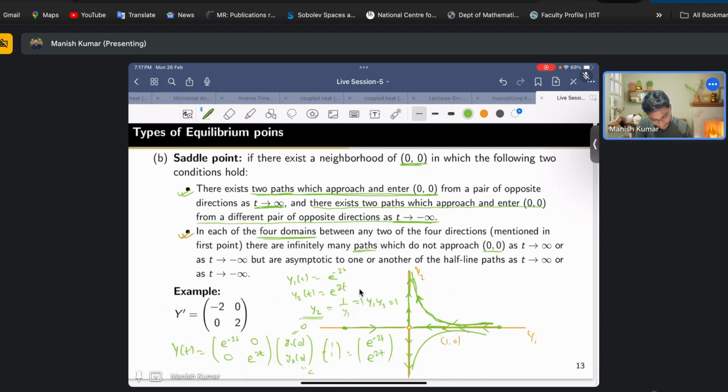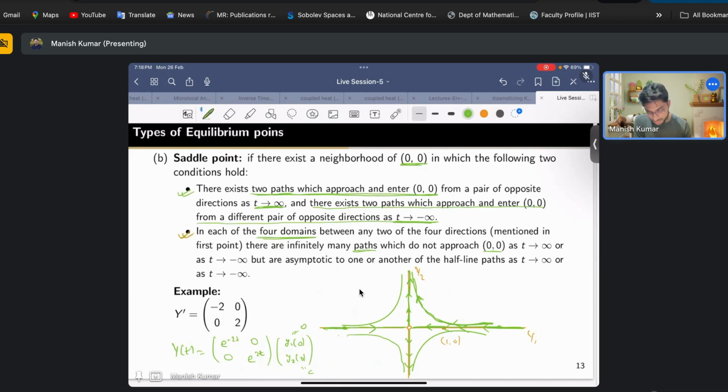Let me rub this off. I hope you understood what I just explained. This is the kind of plot. All these are asymptotes to these four curves, right? So this is how saddle points look like.